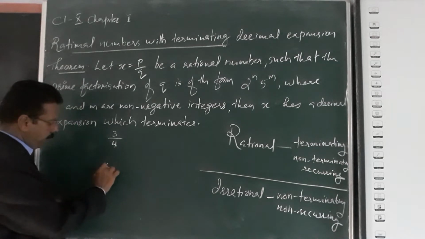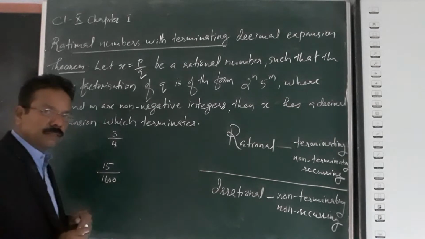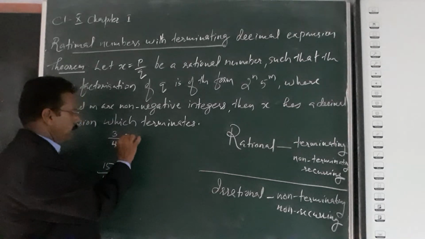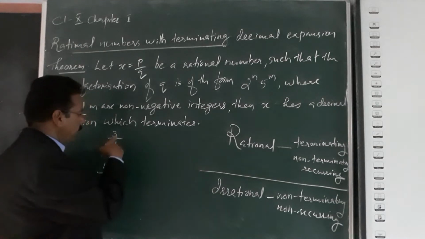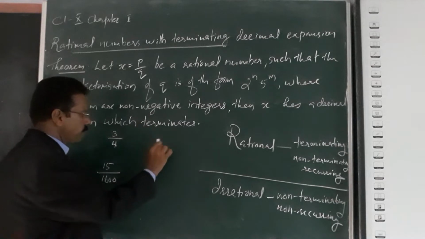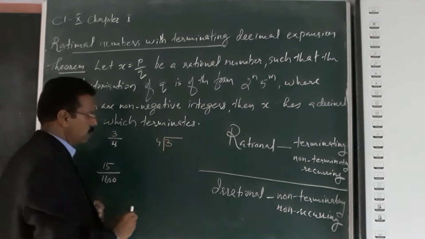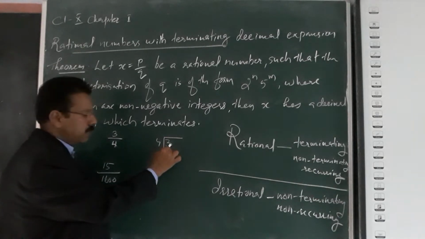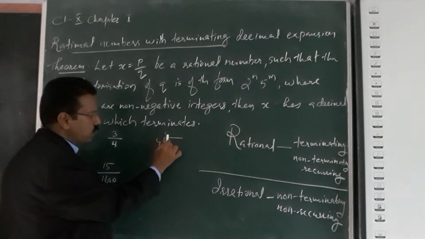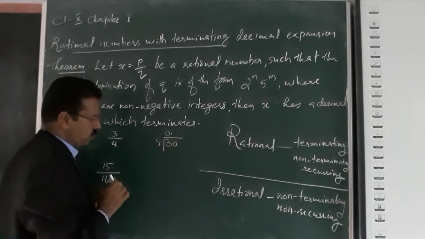Then 15 divided by 1600 is another rational number. And 3 upon 4, you can change it into decimal form by division. 3 is the dividend, 4 is the divisor. Here, the divisor is greater than the dividend. Therefore, write 0, then put a decimal point after putting extra zeros.